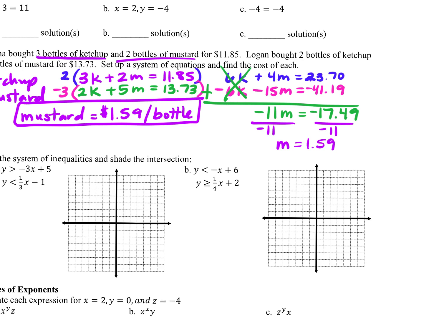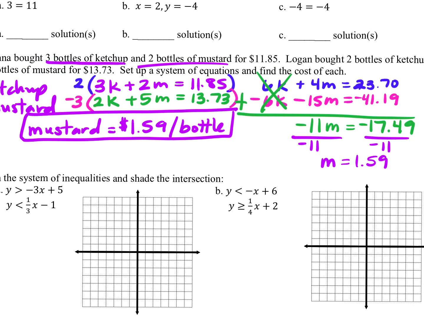We got to plug it back in so we can find the ketchup cost. You may plug it in to any of these four. You can do the purple here, the green, the blue, or the pink, and it will work out. I would probably do, well, what would you do? Purple. I would probably do purple. So I'm going to plug it into this equation.